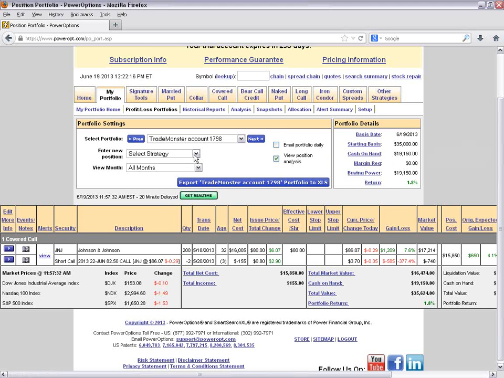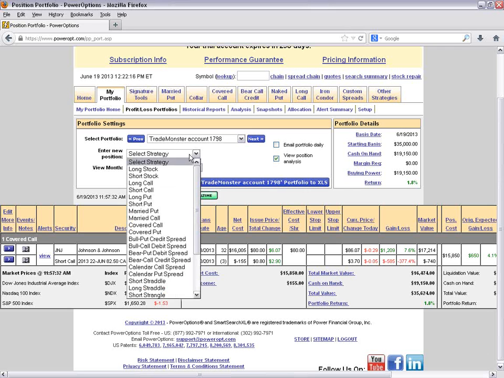So let's say we entered a covered call on Hertz Global. We got into the stock in the beginning of June when it was trading right around $25 or so, and let's say we sold the June 25 call for 95 cents. Let's just call it 90 cents.